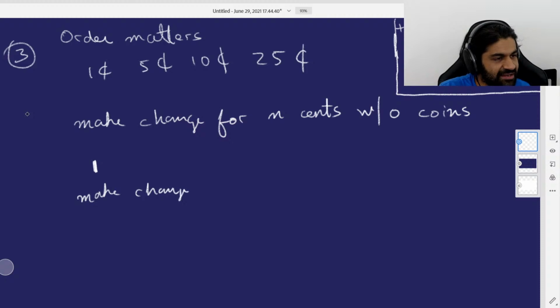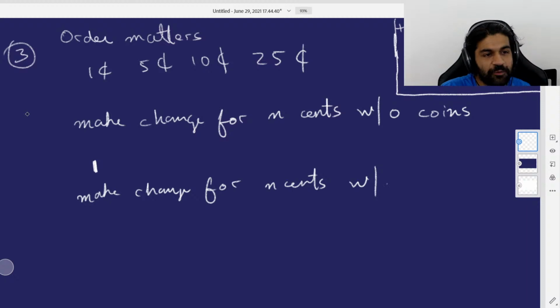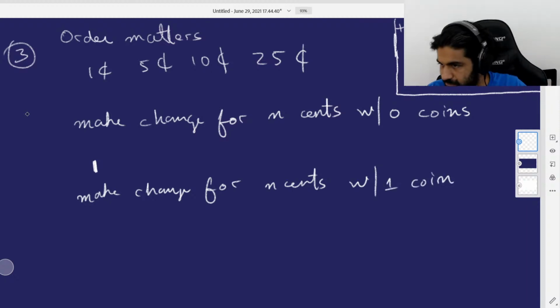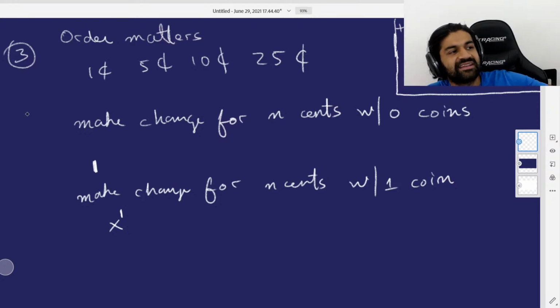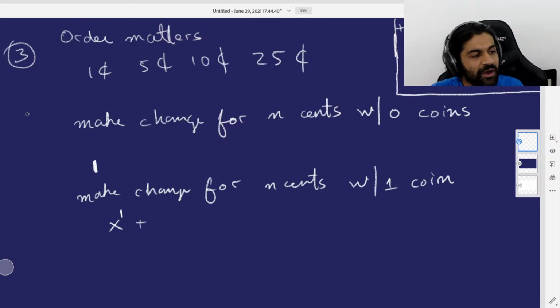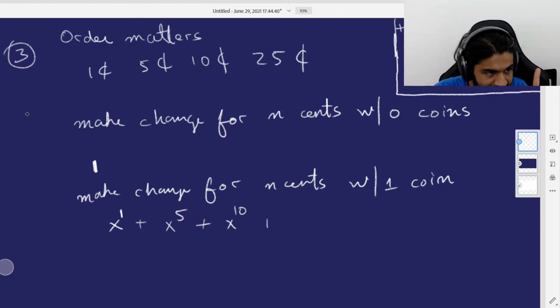Okay. Let me ask the next one. How many ways can I make change for n cents with 1 coin? Well, now I'm allowed to use 1 coin, so the only thing I can make change for is like 1 cent. So I get an x because there's one way to make change for 1 cent using one of these coins. There's also one way to make change for 5 cents using one of these coins, and one way to make change for 10 cents, and one way to make change for 25 cents using these coins.